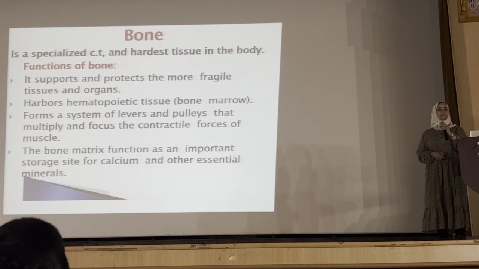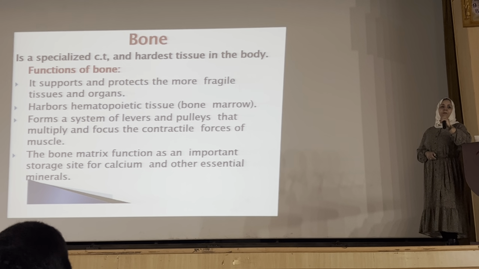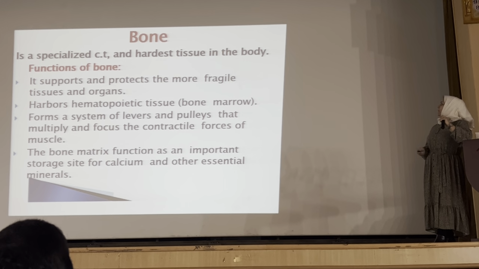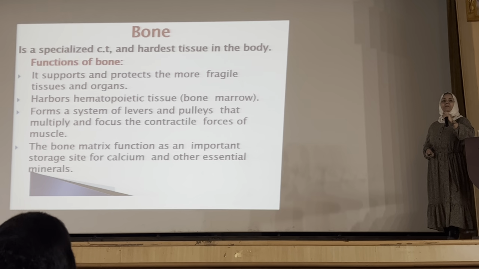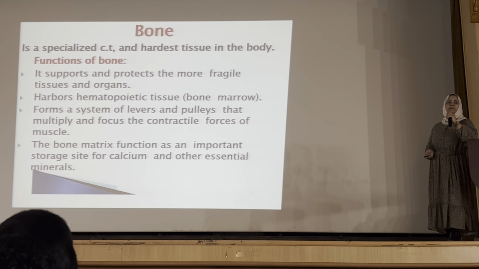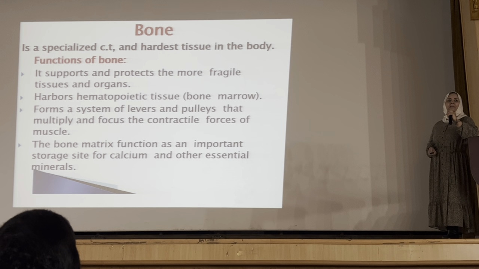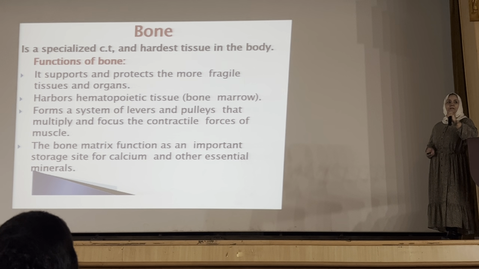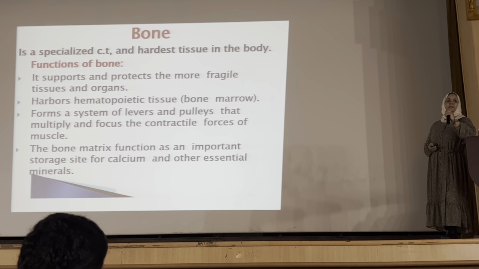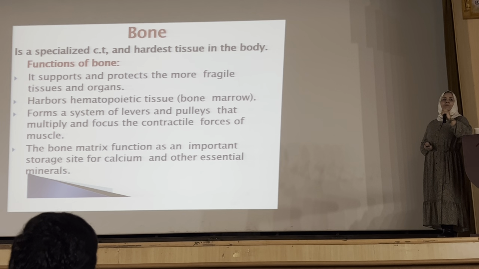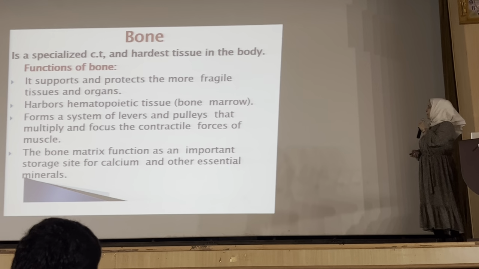The second type of supportive connective tissue is bone. It is the hardest tissue in the body, and its main function is support and protection of the vital organs. For example, the skull is made of bone. It protects the brain, which is a very vital, delicate organ. Also, the lungs and heart are surrounded by the thoracic cage, which is mainly made of bones, the ribs and the spine.